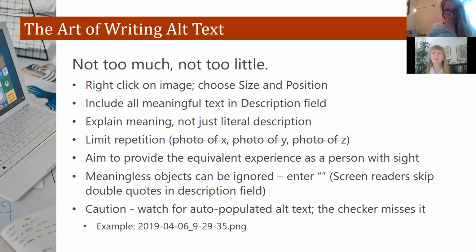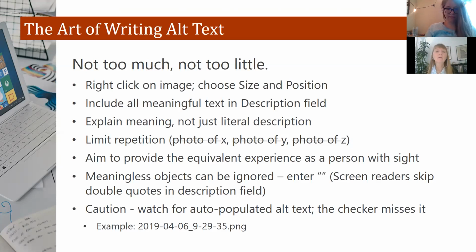And there's a way that you can have the screen readers skip over repetitive images. The way that you do that is in the description field. You would enter a double quotes, so it's quote, quote, and that causes the screen reader to skip over that particular element. You could also do that if you have say a decorative border or some sort of a flourish image that doesn't really convey any meaning. So that's how you can have the screen reader skip that.